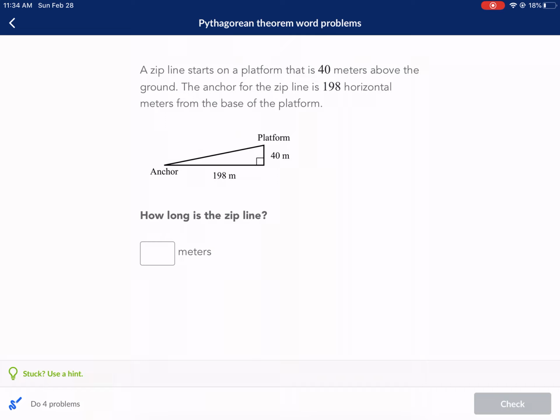Let's go ahead and get started with this. You're going to need a calculator. I already have mine nearby. Here we go. A zip line starts on a platform that is 40 meters above the ground. The anchor for the zip line is 198 horizontal meters from the base of the platform. How long is the zip line?